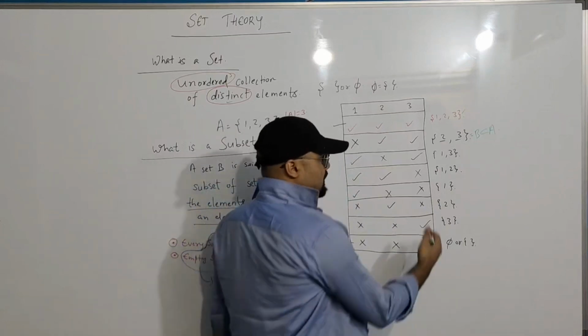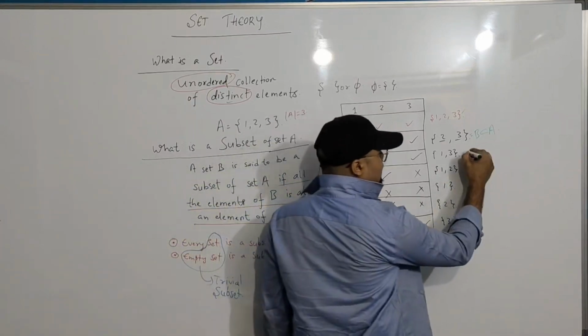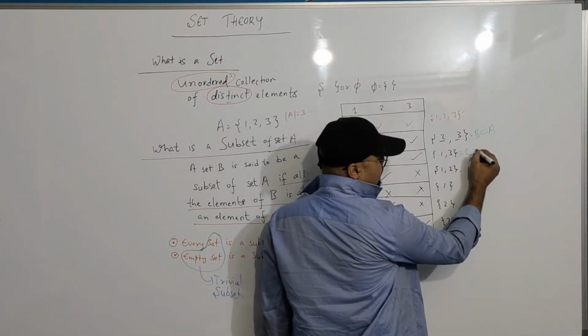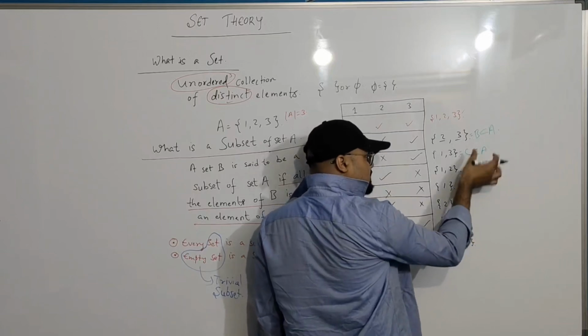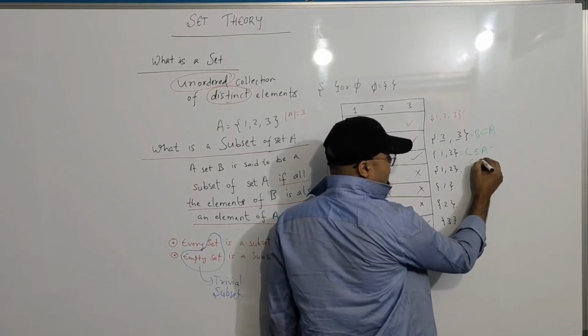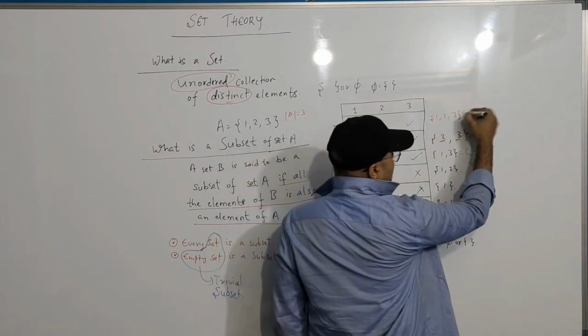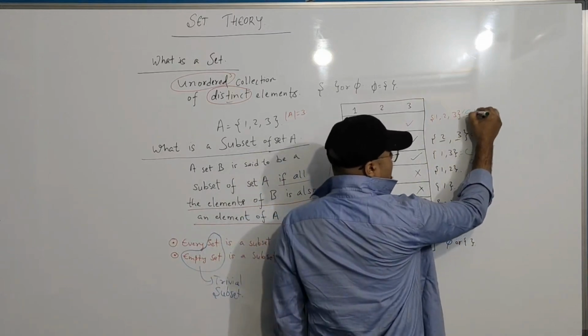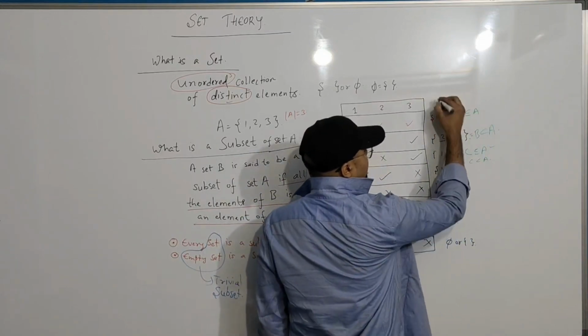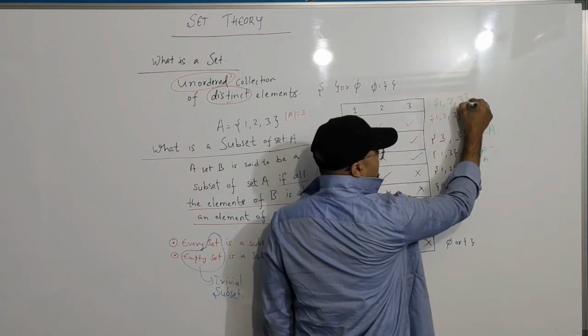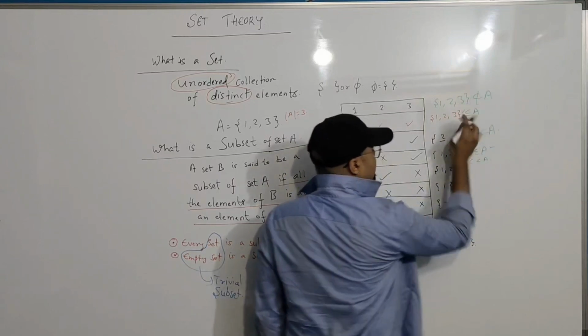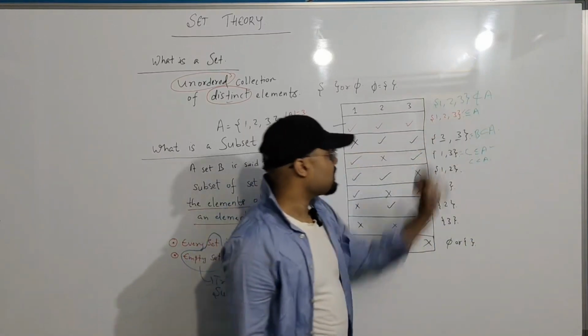It is also a subset, so if this is C, then you can write C is a subset of A, but C is also a proper subset of A. This is true also, and this is true also. But in this case, this is only a subset of A. This 1, 2, 3 is not a proper subset, but this is a subset.